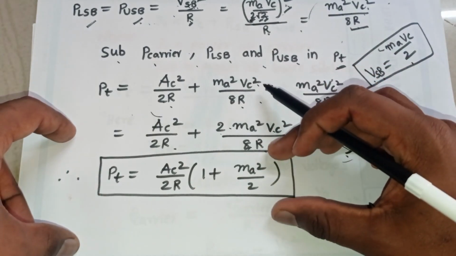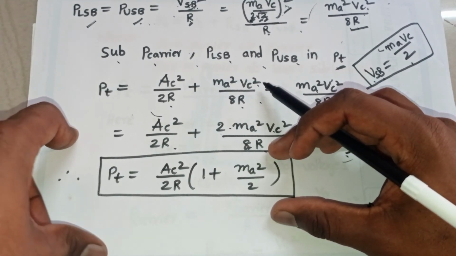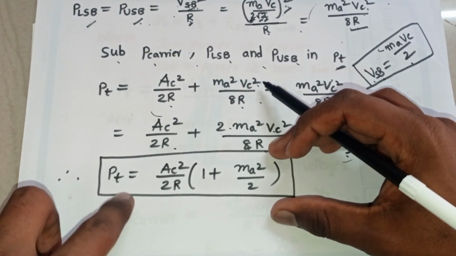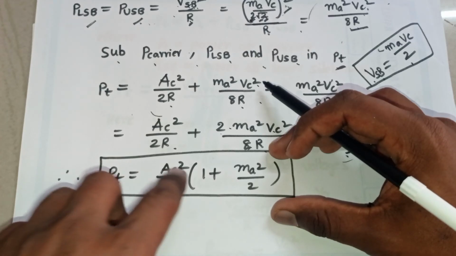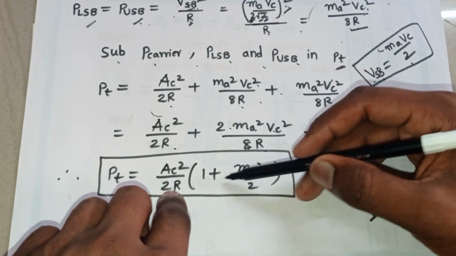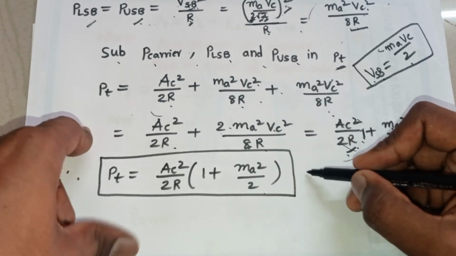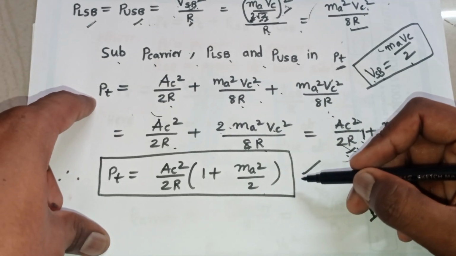And this is the final power of the amplitude modulated wave, that is power PT equal to Ac squared by 2R into (1 plus MA squared by 2). This is the final expression and a very important expression for problems.